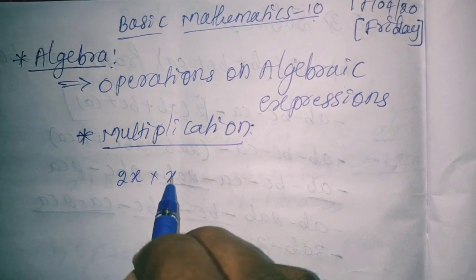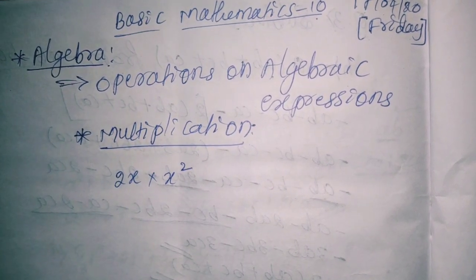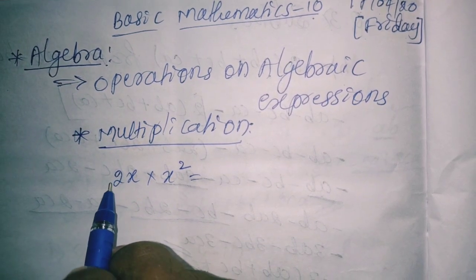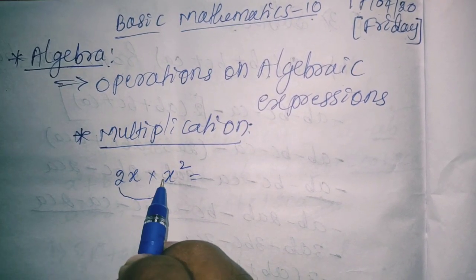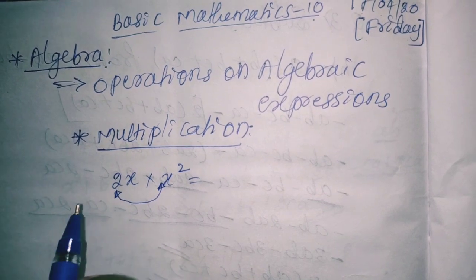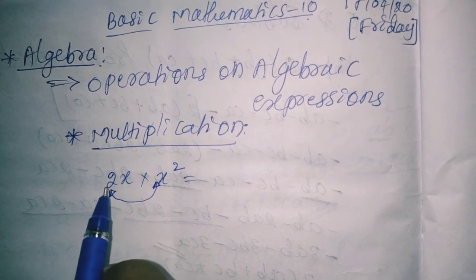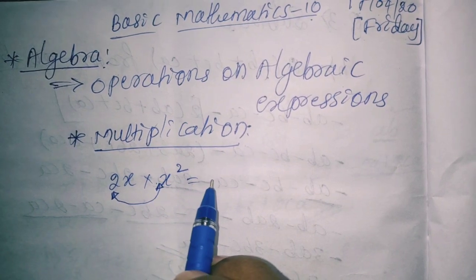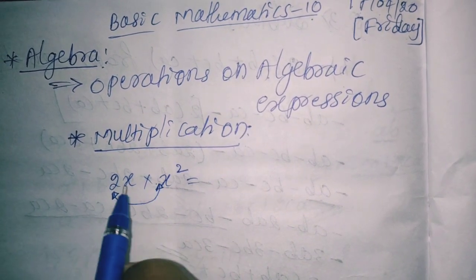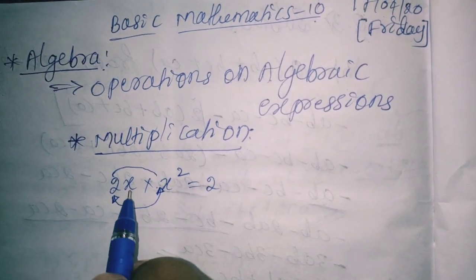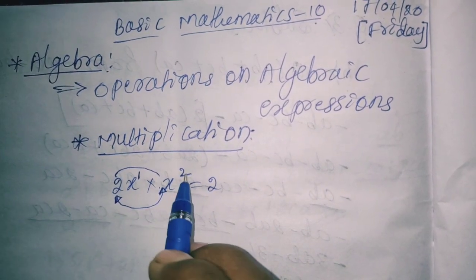2x into x square. So this is a simple example. What will happen? First you multiply the coefficients with their respective signs. You have to check the signs here. What is the sign of this? Plus. What is the sign of this? Plus. So plus into plus, plus will come. And here 1 is there. 2 into 1, what will happen? 2. Then here x raised to 1 is there, here x raised to 2.